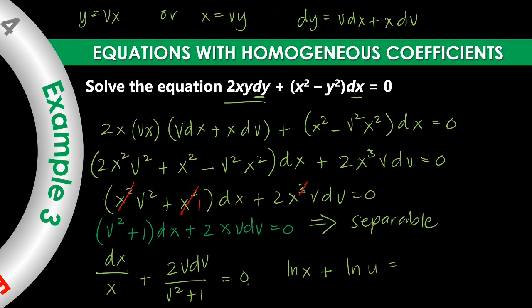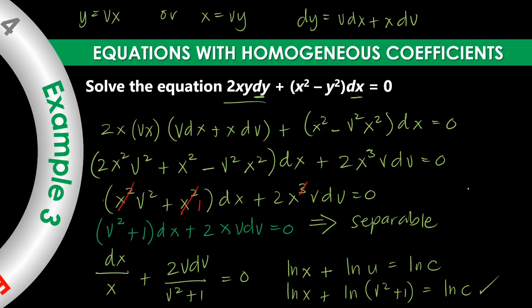Now, on the right side, we would have the arbitrary constant. But since on the left side, both terms contain ln, it would be better if the arbitrary constant on the right would also have an ln. So it would be easier for us to simplify our general solution. Now, we will replace u with v squared plus 1. So, ln of x plus ln of v squared plus 1 equals ln of c. This is where we will obtain our general solution.